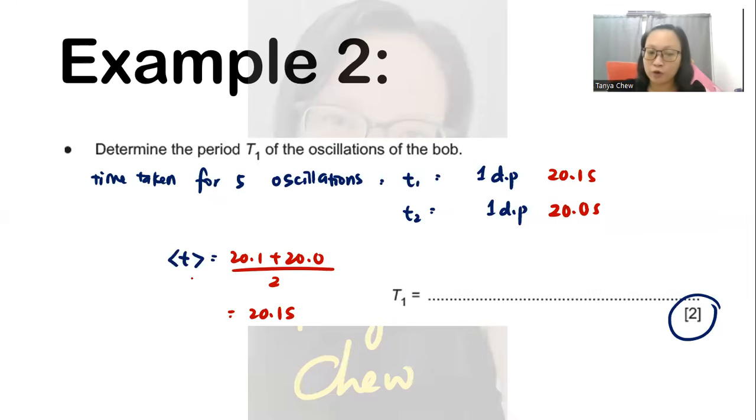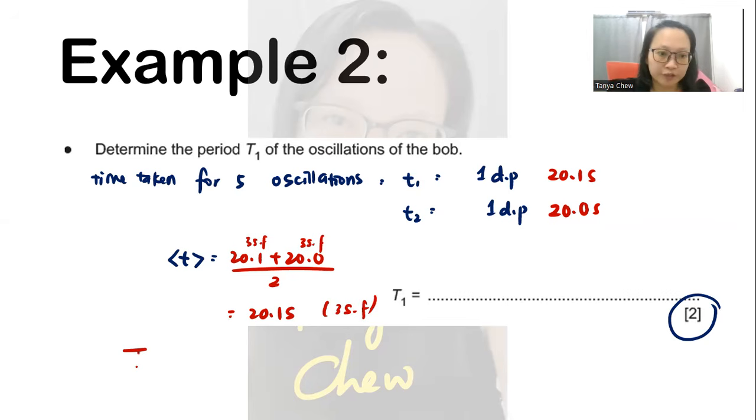When you calculate your T average, make sure that this is calculated data. So for calculated data, you have to look at the significant figures of your raw data. So I have 3 significant figures for both of my raw data. So that is the reason why I put 3 significant figures for my T average.